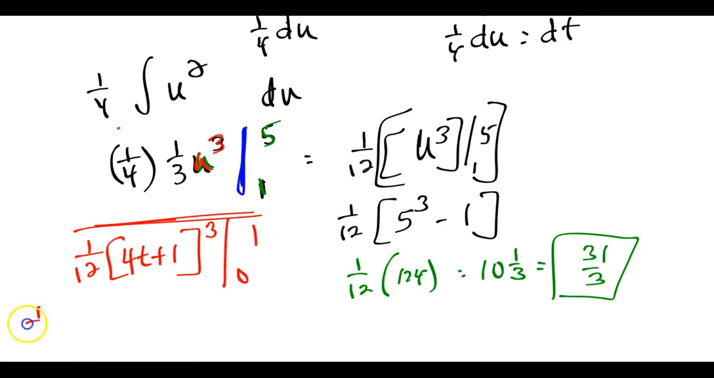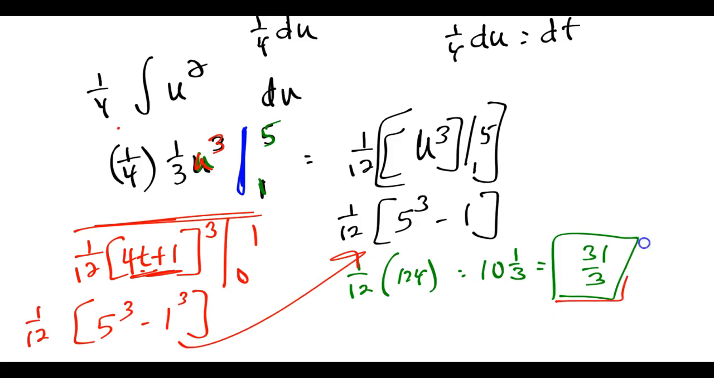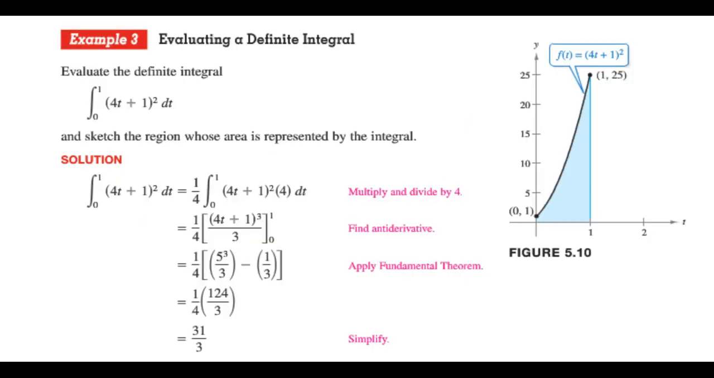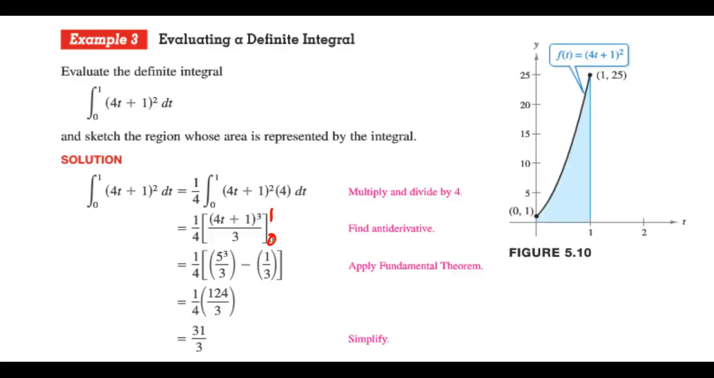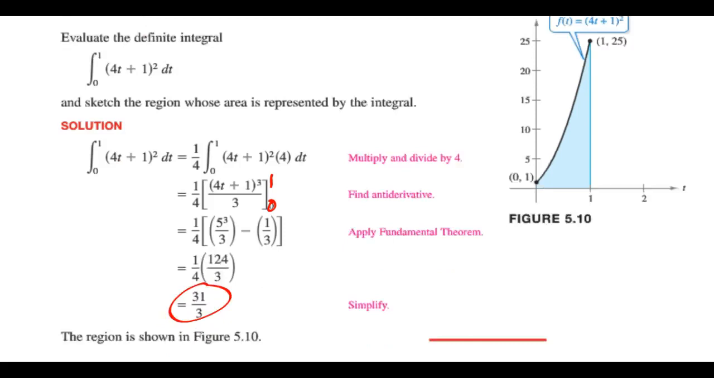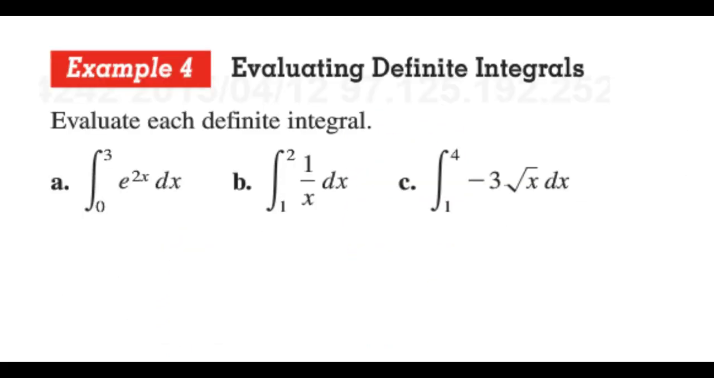So just for fun, let's see if we can number crunch this too. So if I plug in a 1 there, that's 4 times 1, which is 4, plus 1, which is 5. I still get 5 cubed minus 1 cubed, and I get the exact same thing. All right, so you're going to get the same answer either way. I really just think it's easier to change the 0, 1 to a 1, 5. Let's see. The author does not do that. They keep 0, 1. But they get the same answer as we do, 31/3. So either method would work.